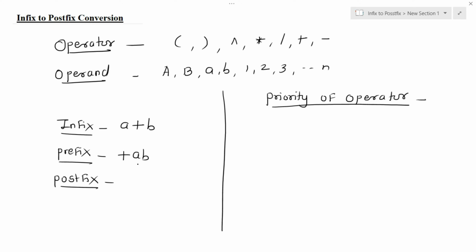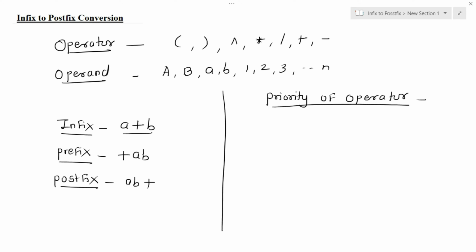Now what is meant by postfix? If the operator comes after the operands, then it is called a postfix expression. I hope you understand this. If the operator comes in between the operands, that type of expression is called infix. If the operator comes before the operands, that type of expression is called a prefix. And if the operator comes after the operands, that type of expression is called a postfix.